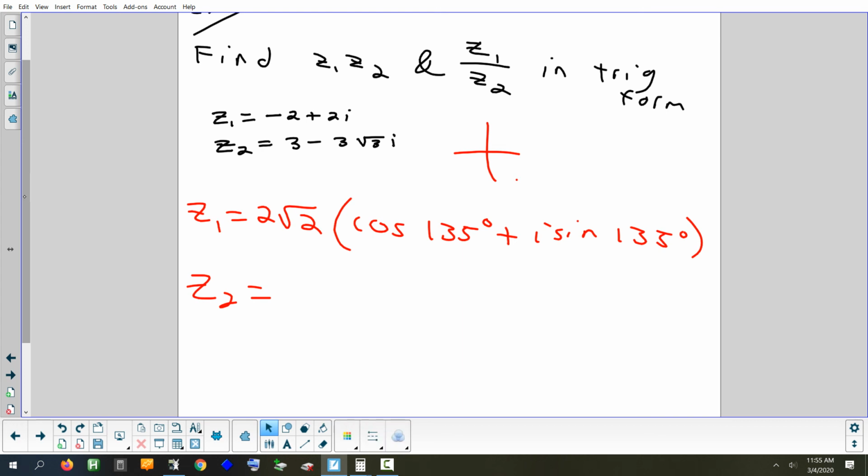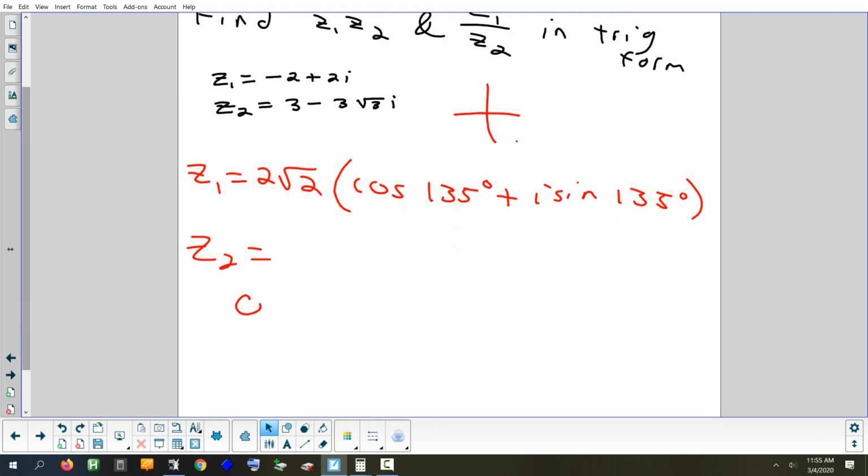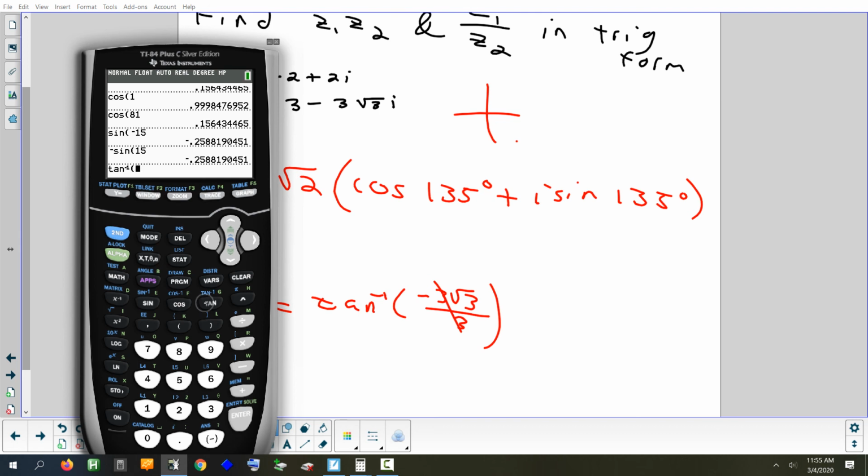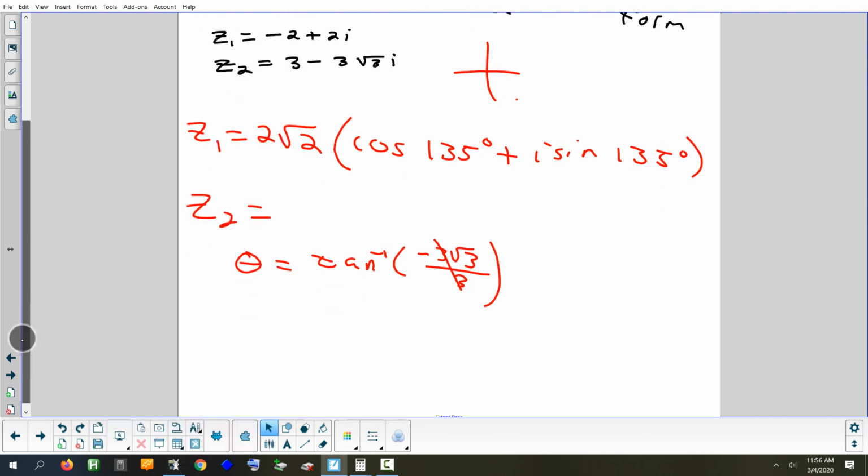What's your formula to find theta in quadrant 4? Inverse tangent y over x. Do you have to add 180? No. So inverse tan y over x. So what's y? Negative 3 square root of 3. And x? 3. So really I could just do inverse tangent of negative square root of 3. So that's an angle of negative 60.